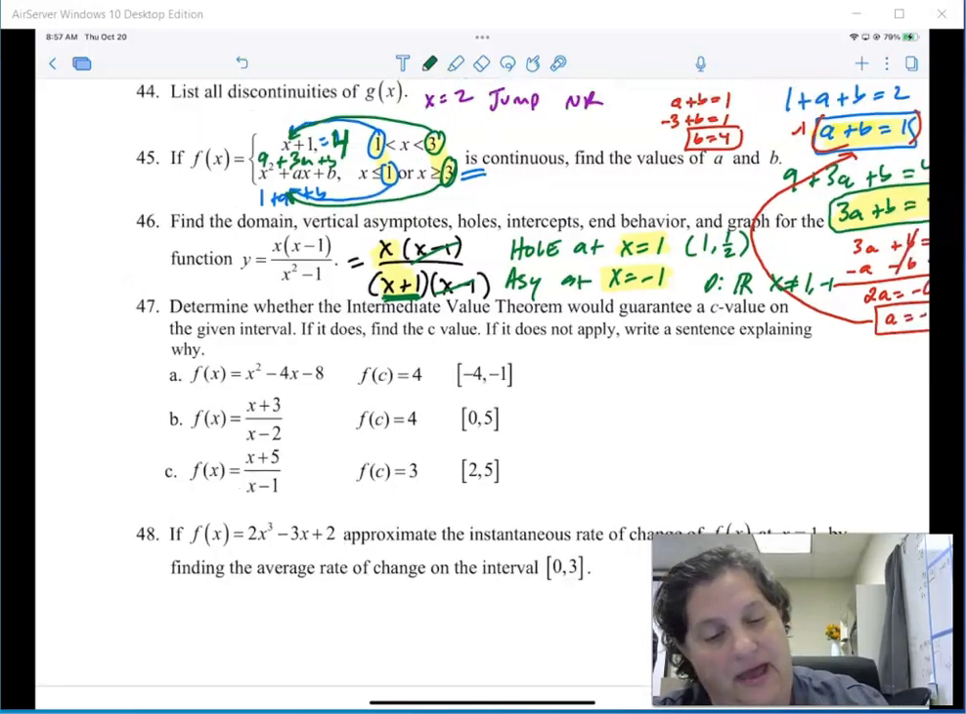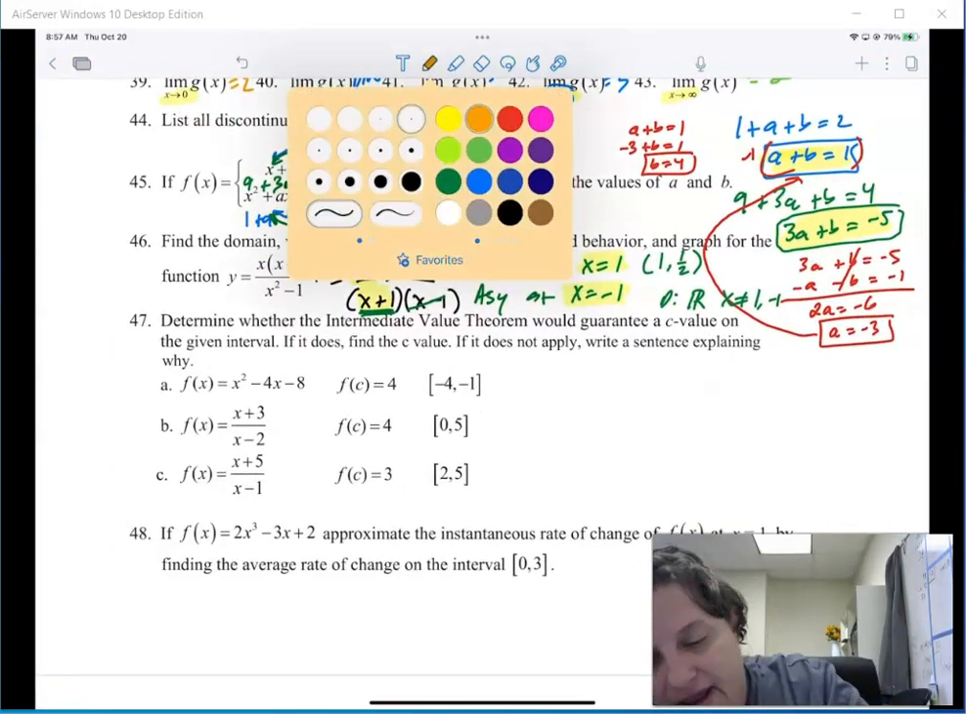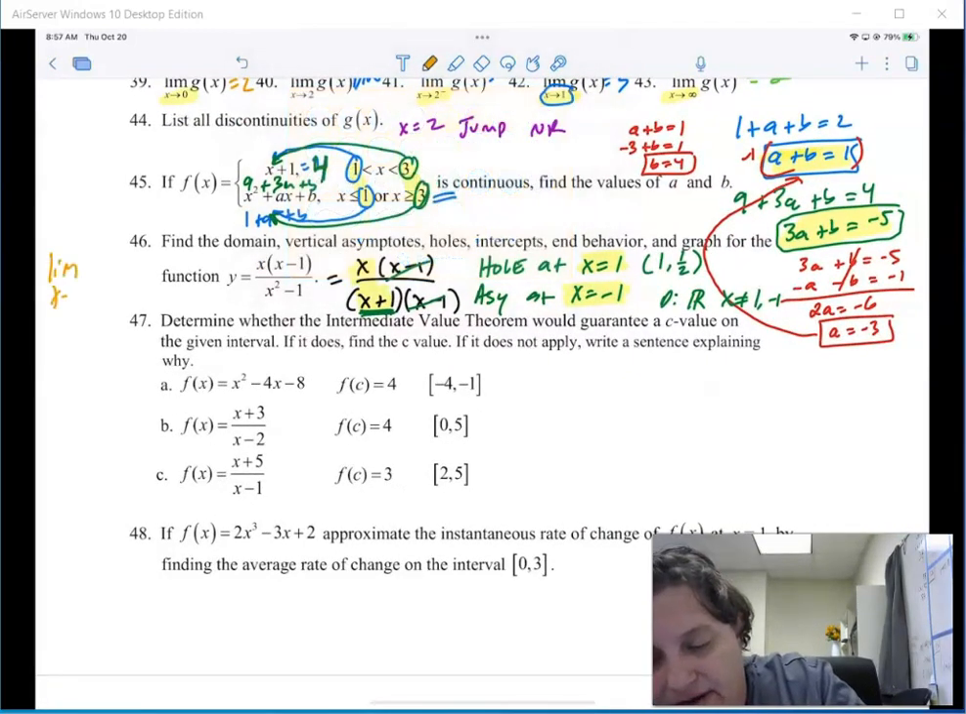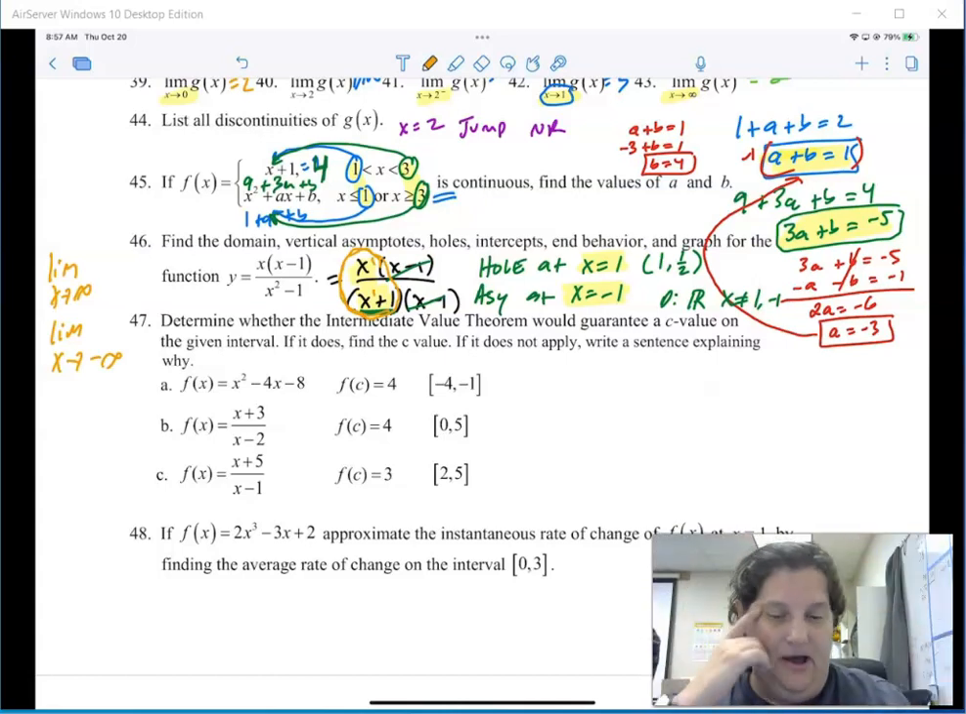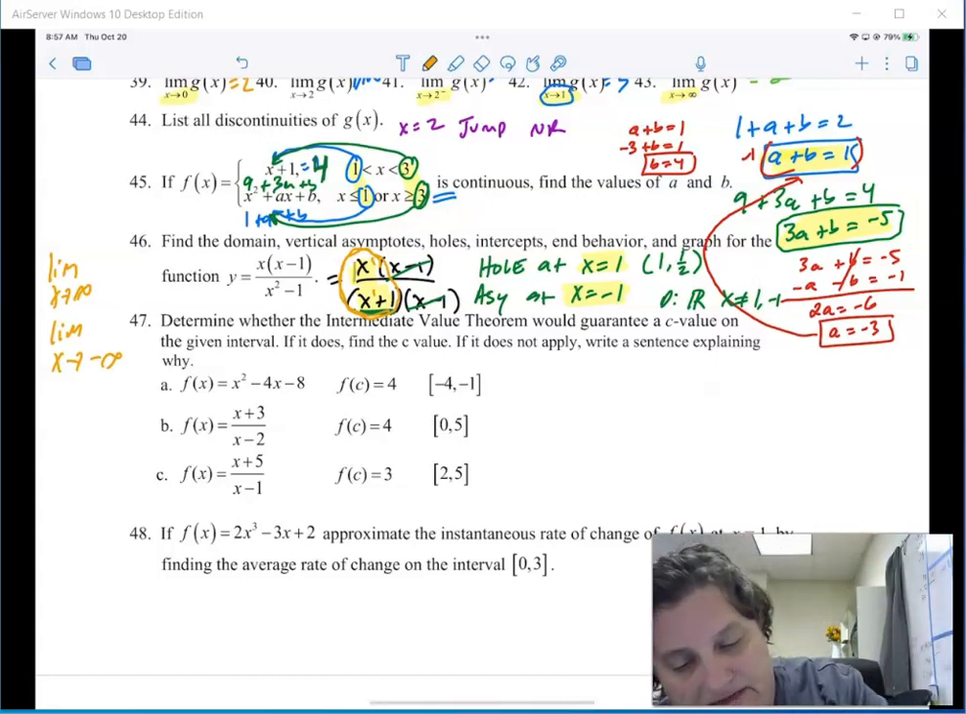All right, end behavior. Let's go ahead and do that over here. End behavior is the limit as x goes to infinity, and the limit as x goes to negative infinity. Let's look at this right here. The degree of the top and the degree of the bottom are the same. This is where you check to see if the top or bottom is bigger. And they're the same, so I get 1 over 1, which is 1. Same thing's true for negative infinity. So that's the end behavior.